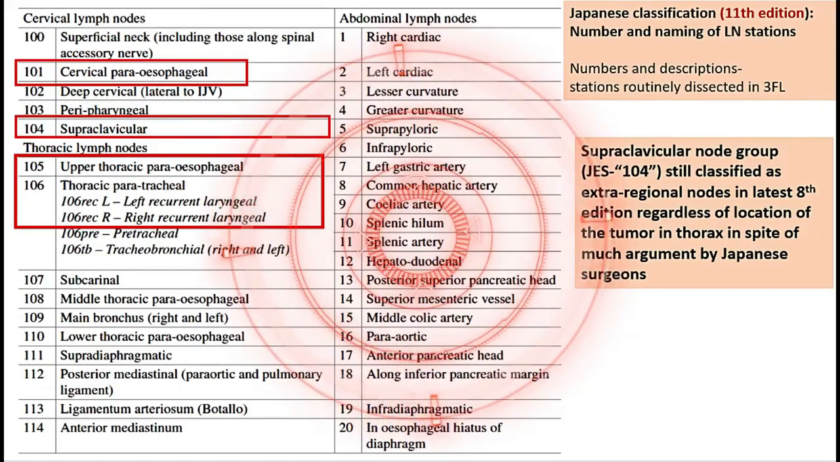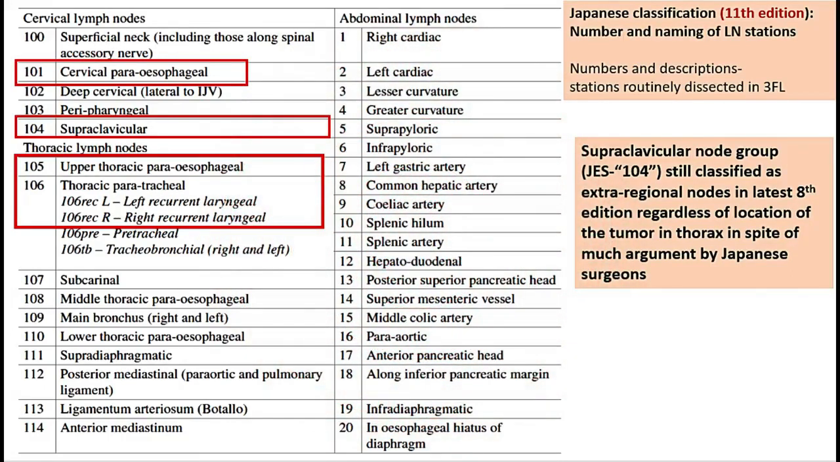So, the abdominal lymph nodes are divided from 1 to 20 and the thoracic and cervical lymph nodes are from 100 to 114. And one major difference is that the supraclavicular lymph node group, 104, in the Japanese esophageal classification is still classified as an extra-regional node in the latest 8th edition, that becomes M1 status in AJCC, but it is still a regional lymph node as per the 11th edition of the Japanese classification of lymph nodes for esophageal cancer.